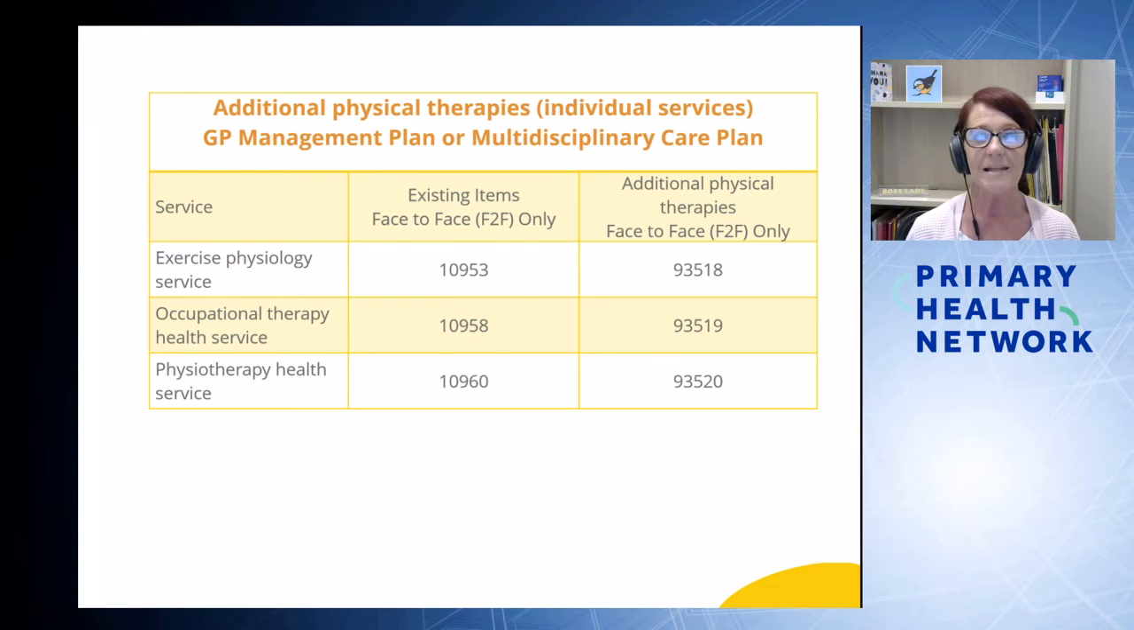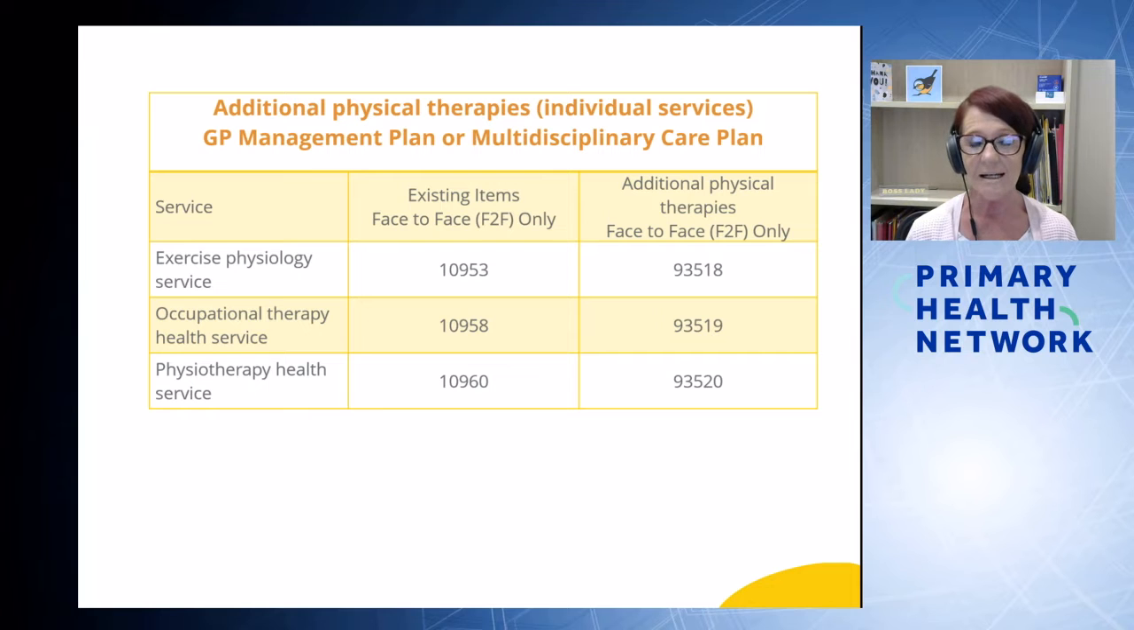There we go. This is the additional physical therapies. Now, as I said before, the 5 additional services are for physical therapy only, and only apply to these 3 service providers. So exercise physiology, OT, or physiotherapy are the only 3 providers who can access the additional 5. Any other provider is able to access the initial 5, but the remaining 5 must be physical therapy.